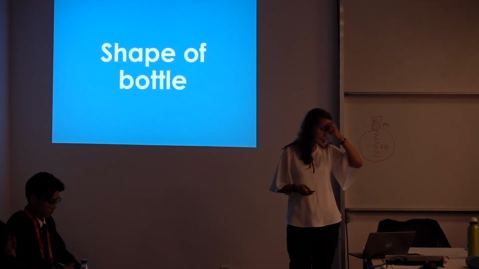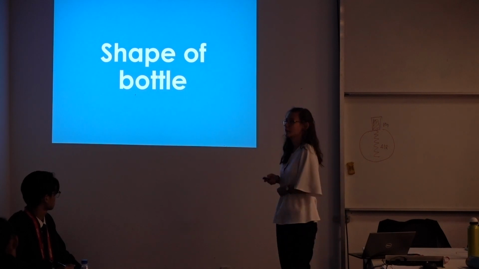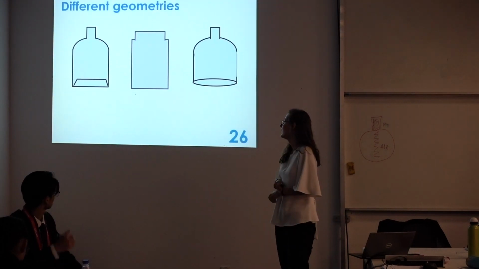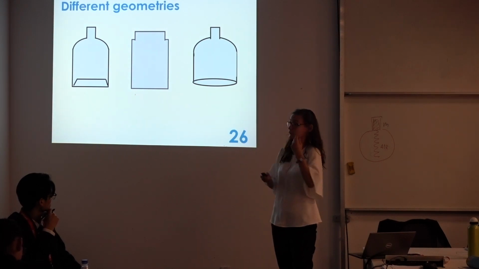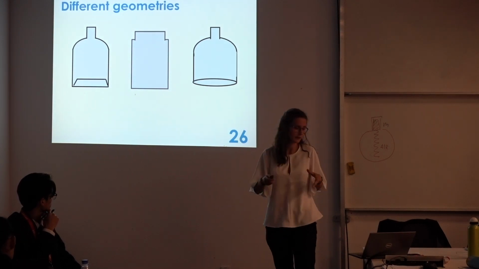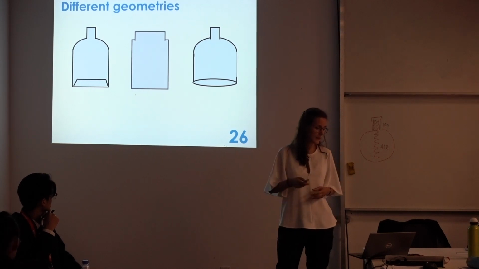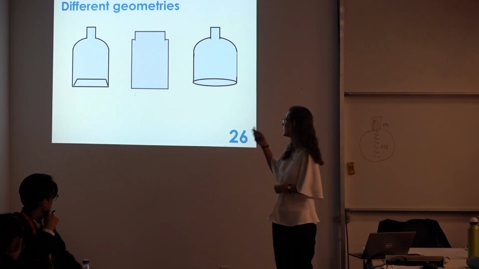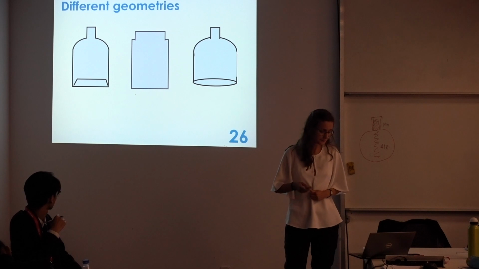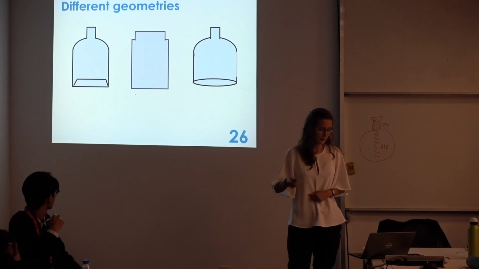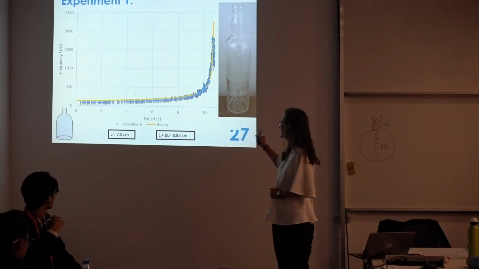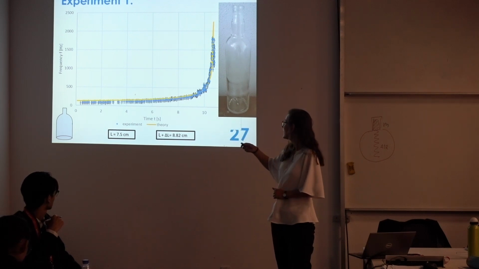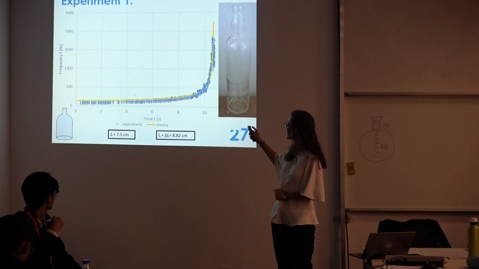Next, the shape of the bottle. This is more complex than it looks at first sight, but we took three different bottles, and as you can see, they are quite different in shape. So we recorded the sound, made a frequency-time graph, and we look at the curve, which fits the theoretical ones quite well.